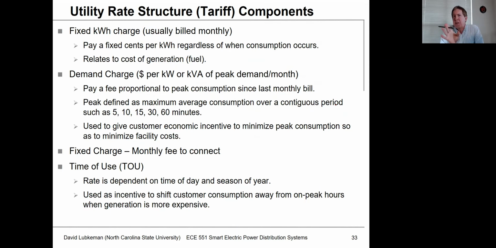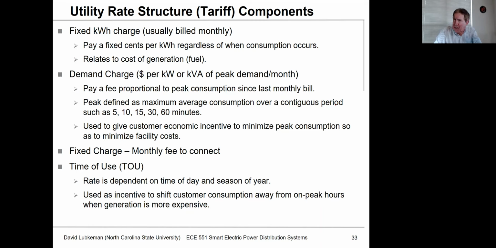So anyway, we'll get into this later on. We'll look at different load profiles later on in the project. You'll actually be looking at a load profile for a real circuit. So let's talk a little bit about utility rate structures, because this is what we sometimes want to adjust in order to incentivize the customers to use electricity better.